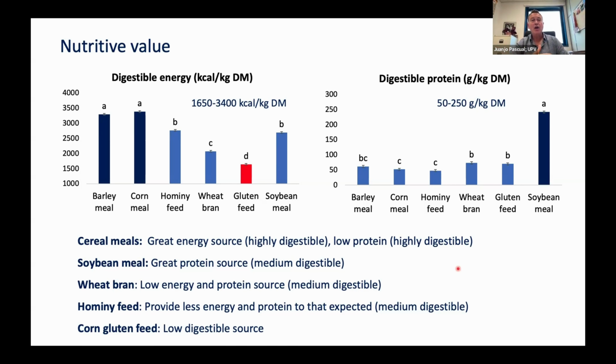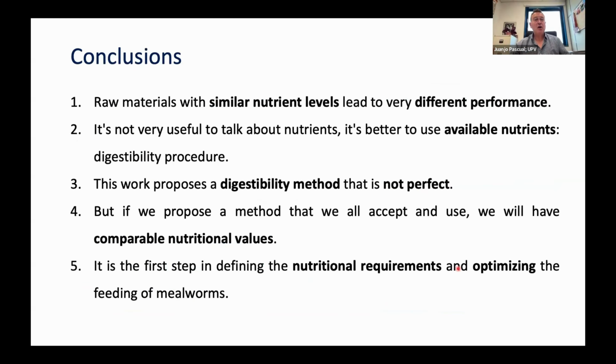In fact, we have recently submitted a paper to be evaluated where this requirement has been determined in a multi-phase procedure. And as a conclusion, raw materials with similar nutrient levels lead to different performance. So things like the carbohydrate to protein ratio must be avoided. It's not very useful to talk about total nutrients. It's better to use available nutrients. And for this, we need digestibility procedures.